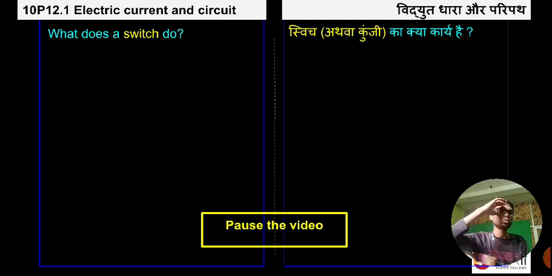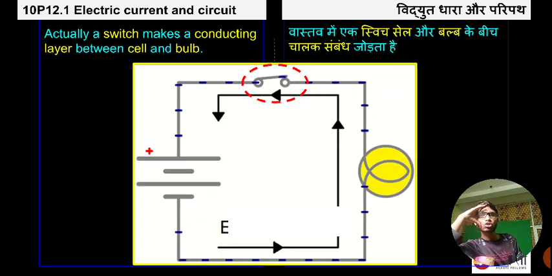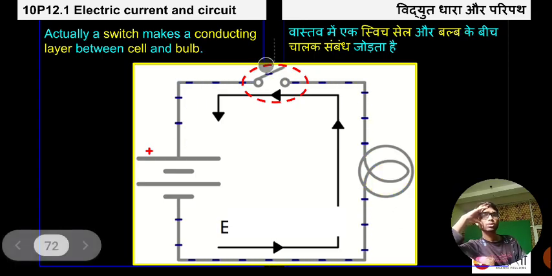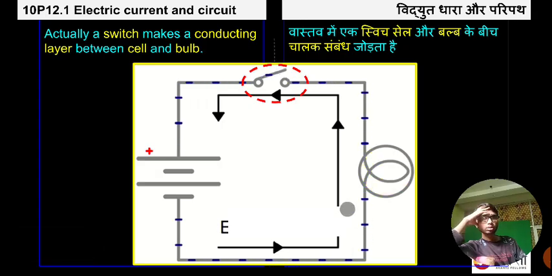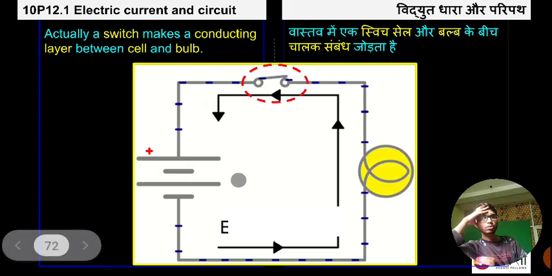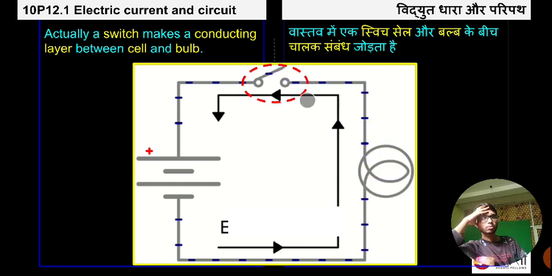What does a switch do? Let's see. Actually, a switch makes a conducting layer between the cell and the bulb. This is a switch. What is happening over here? This is the bulb, and these are electrons. This is the direction of the electrons. It starts from the negative terminal and travels like that, then like that. When it is attached to this, the bulb starts glowing. But when it is not attached, it does not glow.